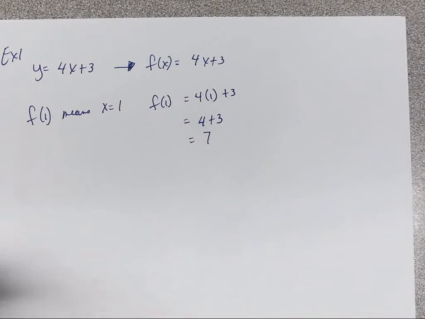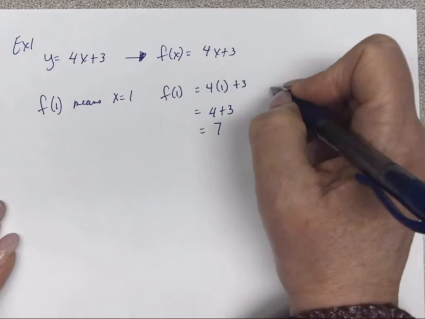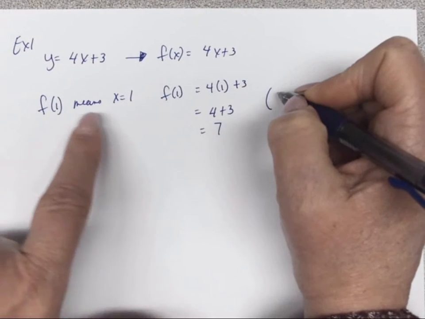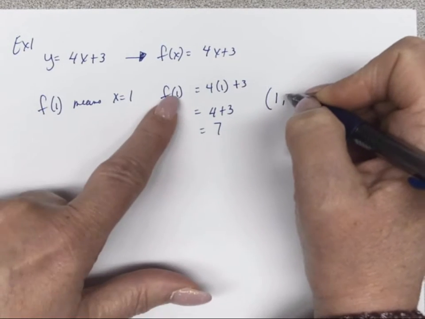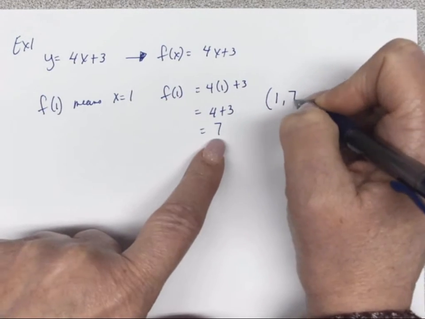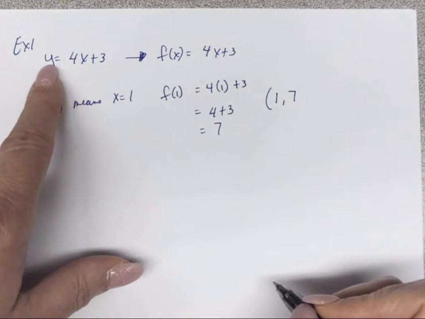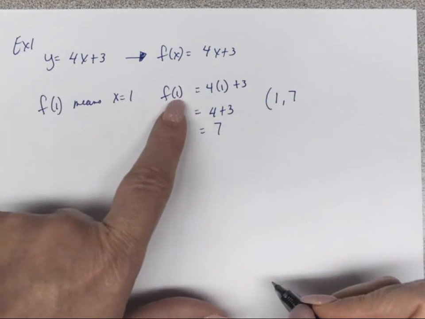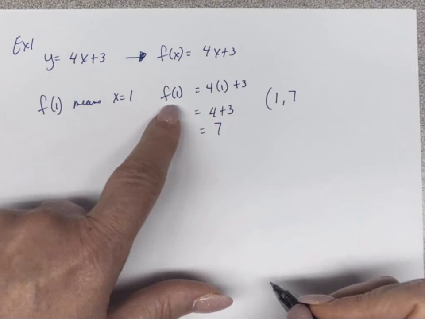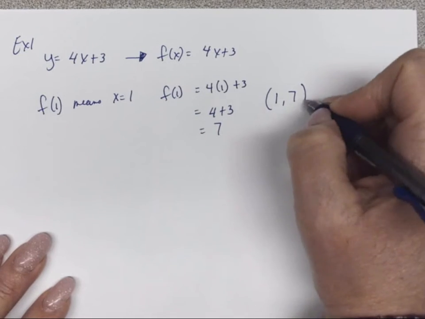Now, this also gives us a point. When x is equal to 1, y is equal to 7, because f of x is the same thing as y. So this also means that when x is equal to 1, y is equal to 7. So that's a point.